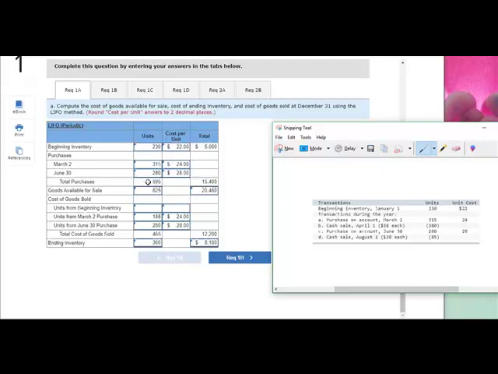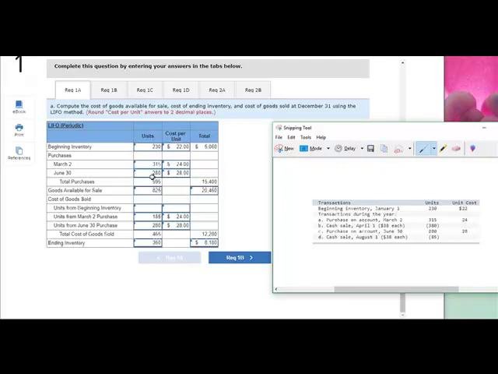So here's how many units we bought. Here's the total number of units we had available for sale, including the units in inventory at the beginning of the year, plus the units we purchased. And to get the total cost of goods available for sale, we'll add this cost of beginning inventory to the cost of our two purchases.